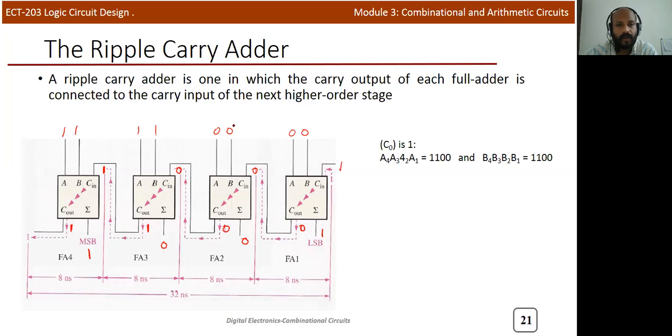See, for the second stage, that is FA2, FA2 wants to calculate the sum by using the inputs, let them be A2 and B2. It also requires the carry in from the previous stage. So assume that all inputs are available at the same time. When you apply the inputs, A1 to A4 and B1 to B4 are available at the same time, but you can see that in this particular case the Cin should reach this particular point only after completing the addition of the first stage.